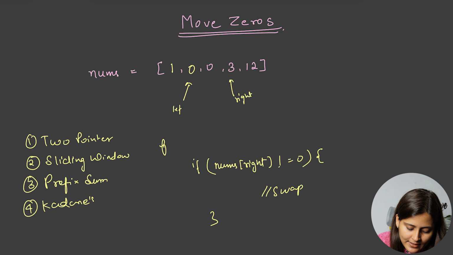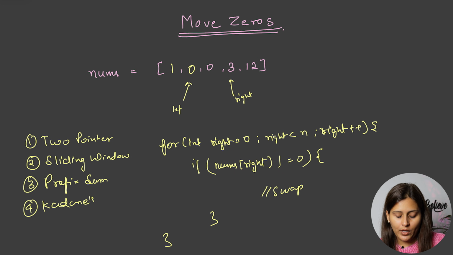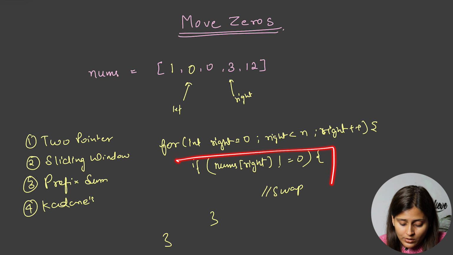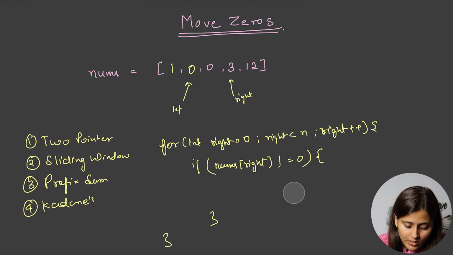Or else we can write this in a simple for loop also. Int right is equal to 0, right less than nums of length, and right plus plus. So this for loop will take care of incrementing the right pointer automatically. Now the thing is, if this is non-zero, then we have to write the swap logic, correct? We have to write the swap logic. So what is the swap logic?